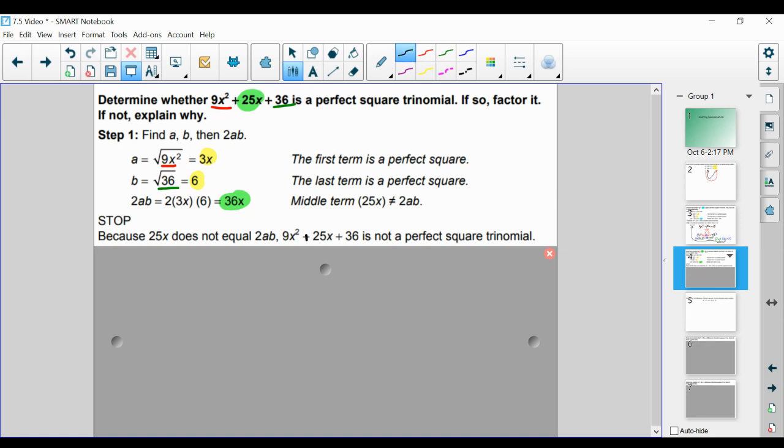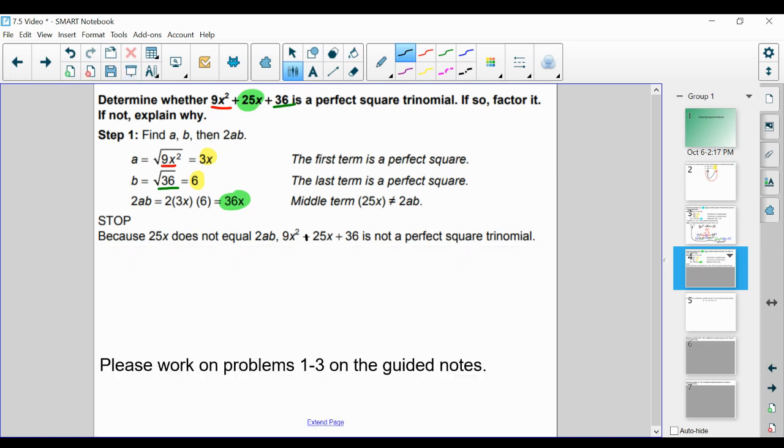All right, so again, we could see if we can factor this. It's just not a perfect square trinomial, right? There are going to be some times where we're going to be asked to identify a perfect square trinomial and identify how to actually go about graphing a general quadratic expression. But for right now, we're just trying to talk about identifying those perfect square trinomials. Awesome. So with this, please work on problems 1 through 3 on the guided notes and resume when we're ready to move forward.